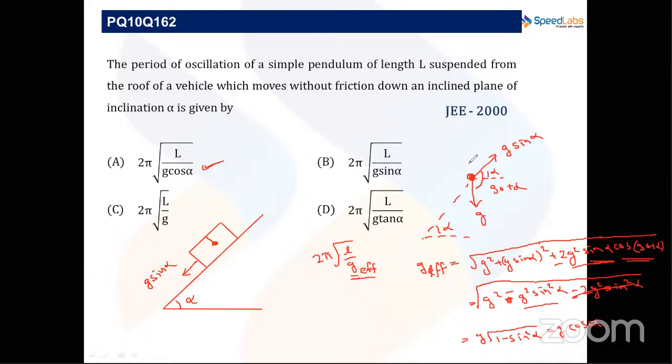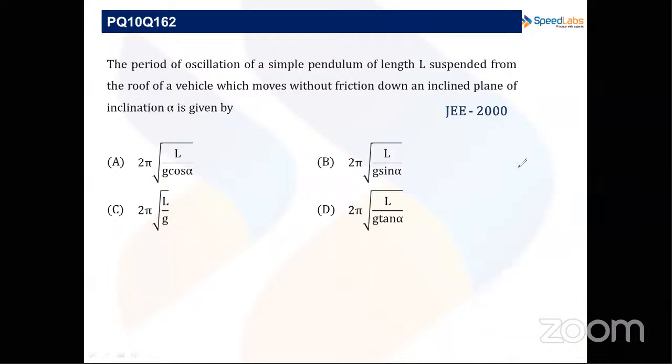Now even if you don't do all this, it would work. See, just split G again. If we split G, we get G sin alpha, and here G cos alpha. And again this sin alpha and the pseudo one will cancel out. Effective is G cos alpha. So that is even faster.